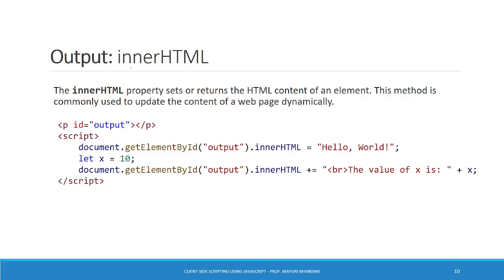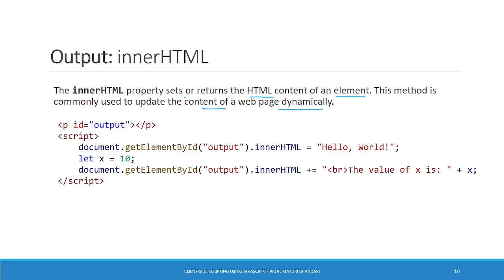The next method to display output is innerHTML. This is a property, and innerHTML property sets or returns the HTML content of an element. This is commonly used to update content of web page dynamically. So if you want to change content of your web page at runtime, you can use innerHTML property. So for using innerHTML property, you first have to fetch some HTML element in which you want to set the text, and then you can use innerHTML property to set the message or get the message.